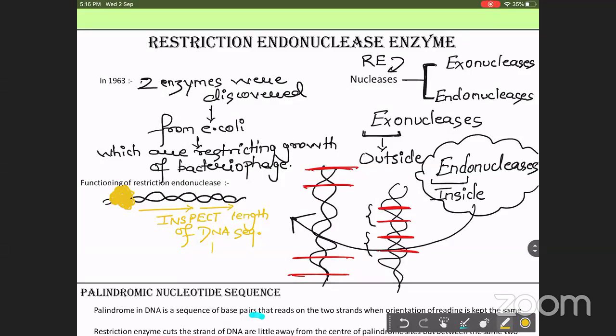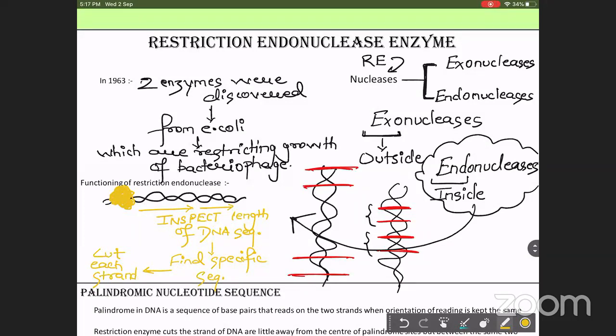And finally, what is going to happen after inspecting the DNA sequence? They are going to find their own specific sequence. And when they find the specific sequence, they are going to cut each strand. Okay, they are going to cut both of the strands, and if the strand is cut, what are we going to get? We will ultimately get our desired gene, which we are cutting with that restriction endonuclease.